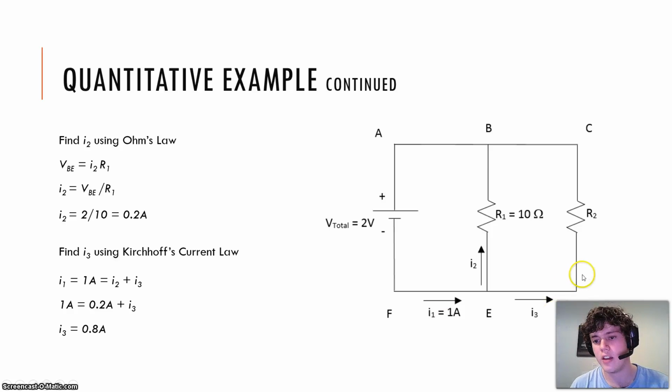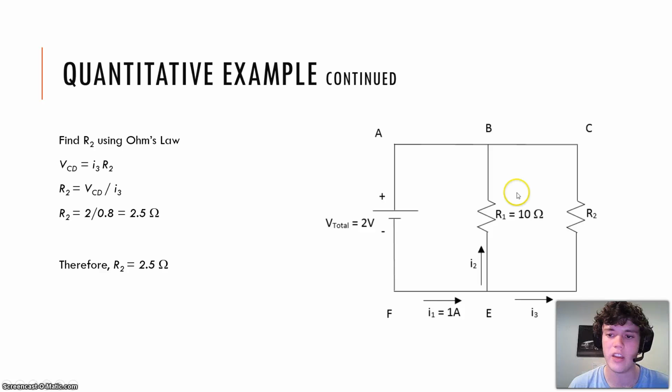Now that we have the current traveling through this resistor and the voltage across this resistor, we can find out the resistor's value of resistance. So V equals IR again, rearrange for resistance this time, which is voltage over current, 2 over 0.8, and you'll equate that to 2.5 ohms. Therefore, we used Ohm's law and Kirchhoff's laws of voltage and current to easily find the resistance of this resistor.